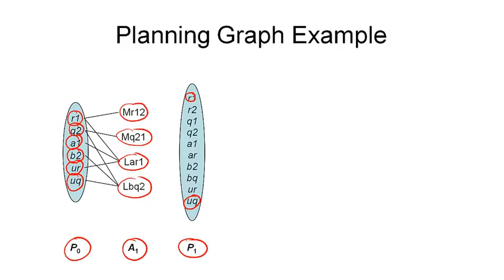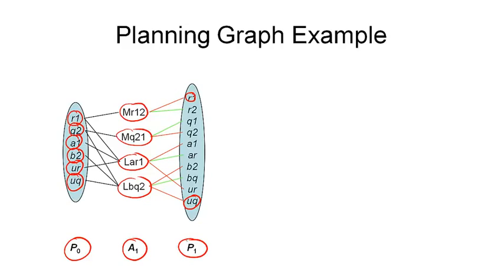And we need to connect this layer to the preceding action layer, on the one hand through the positive effects of the actions, so these are the green lines here, and then we also have the negative effects that are indicated as red lines here. And this is the planning graph up to and including proposition layer P1. And we can now continue with the action layer A2.